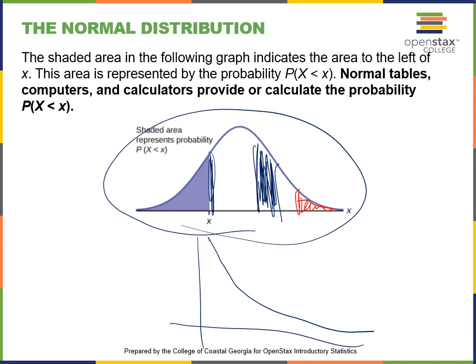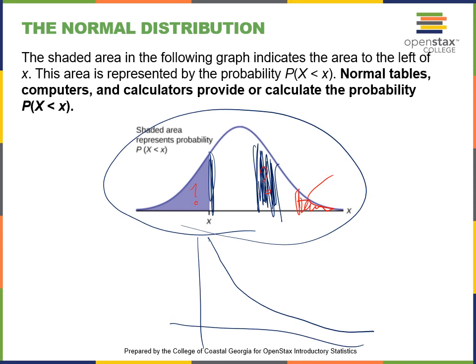Which area depends on the problem, but I want to find the probability. So I'll need to find these areas. What's this area? What's this area? What's this area? Well, we don't have a simple formula to do that anymore, right? Uniform distribution, very simple formula: length times width, it's a rectangle.